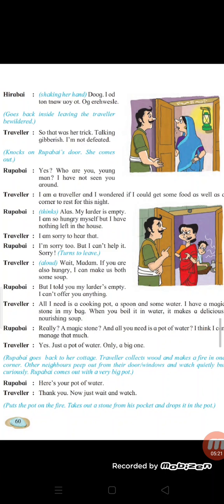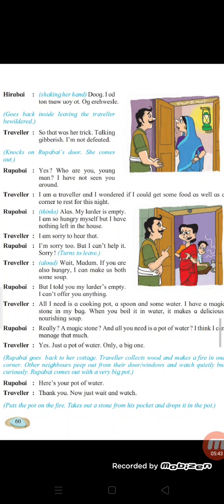Okay, now the traveler. So that was her trick, talking gibberish. I am not defeated. What is he telling? That even she has given me a nice excuse, and I'm not going to give up. Defeat means I'm not going to give up.